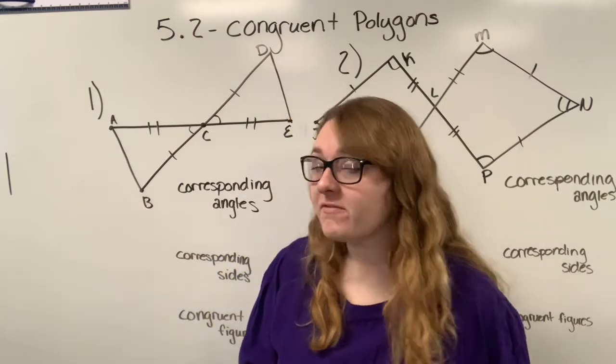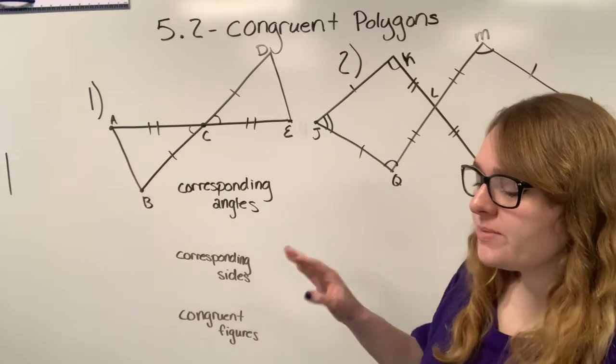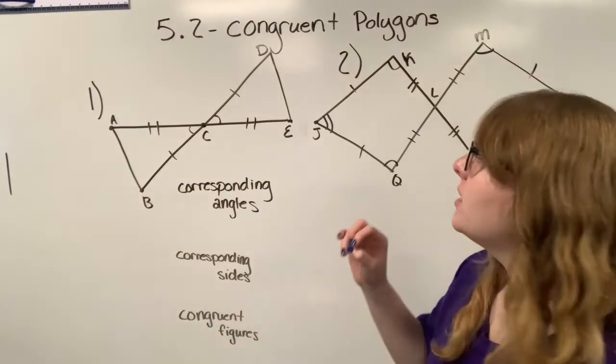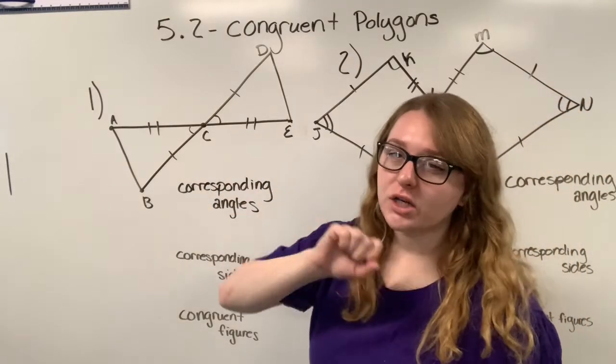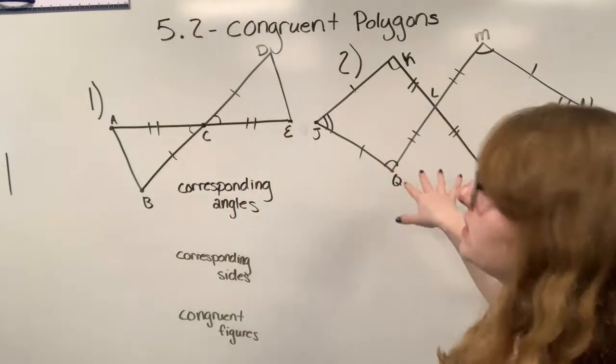We are going to talk about 5.2 today, which is about congruent polygons. In specific here, we're focusing on triangles, but we will cover other polygons like this quadrilateral.